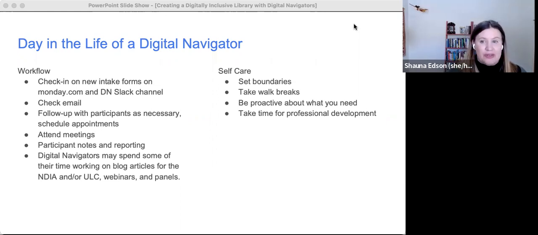We had a lot of folks who found that texting was the best way to schedule appointments. People wouldn't answer their phone, but texting worked really well. And sometimes they were able to fully support somebody all through text, which was interesting.